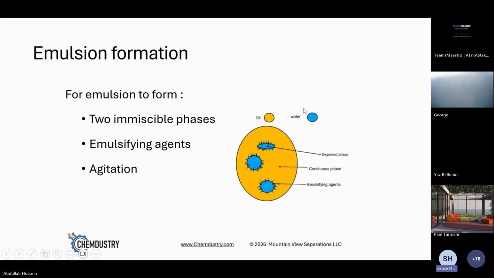For an emulsion to form, you have to have the two phases, and in our case, it's oil and water. You have to have an emulsifying agent, something that stabilizes the water and keeps it from coagulating and falling out. These emulsifying agents are surfactants that keep the water from coming together. And then you have to have shear or agitation to mix these two fluids.